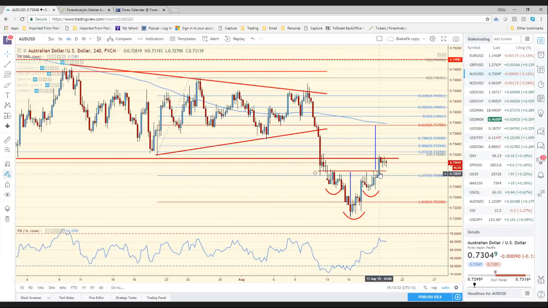I'm not long the Aussie. I took it off the table before the weekend. I kind of wanted to see how we're going to respond here. And I still think it looks fairly favorable.